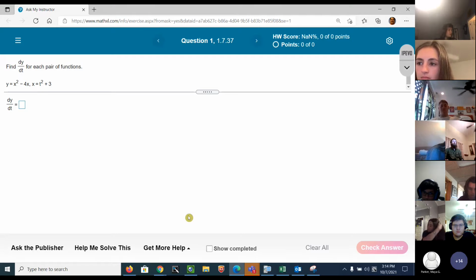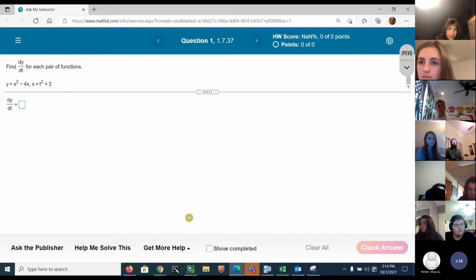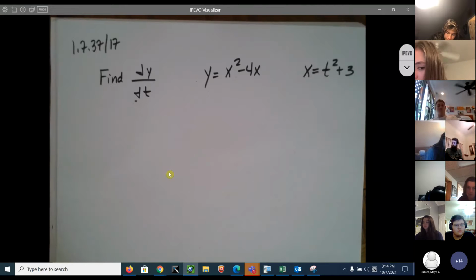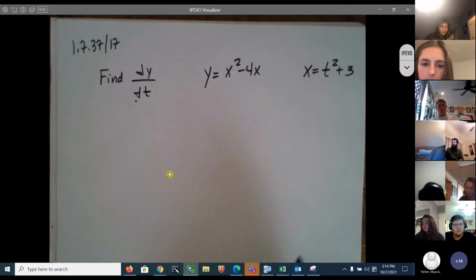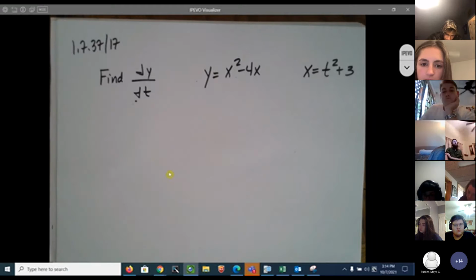Find dy/dt, and y is equal to x squared minus 4x, and x is equal to t squared plus 3. Okay, you do this one. Same type problem, except instead of u, we've got x, and instead of whatever we had in u, we got x, we got t. So you got to get everything in terms of t.